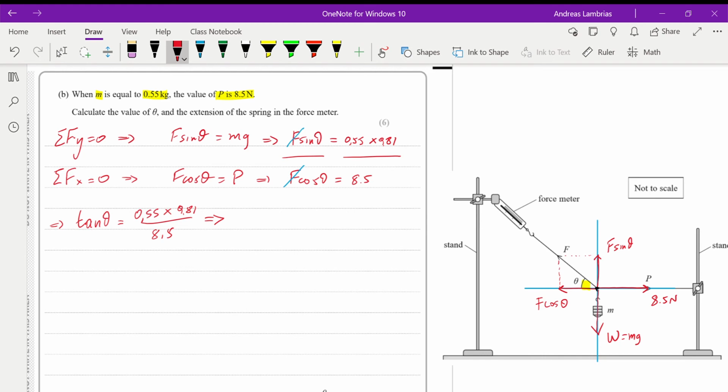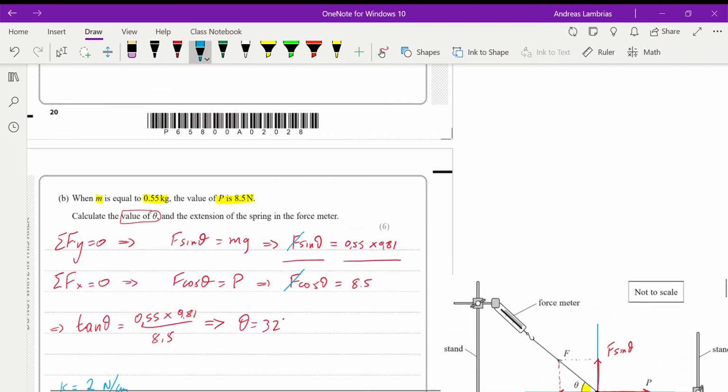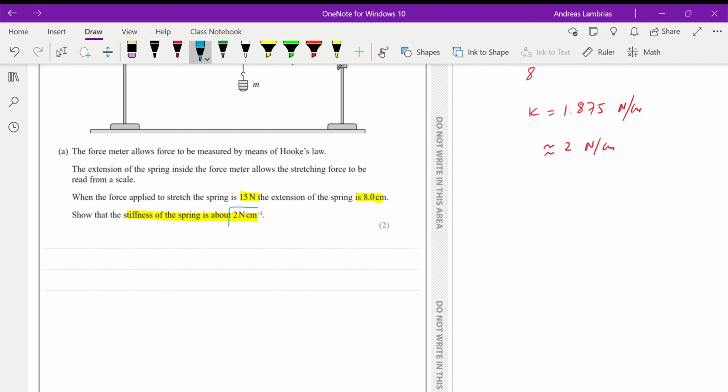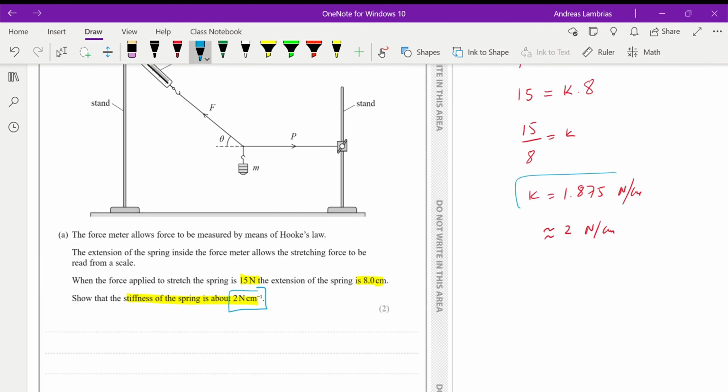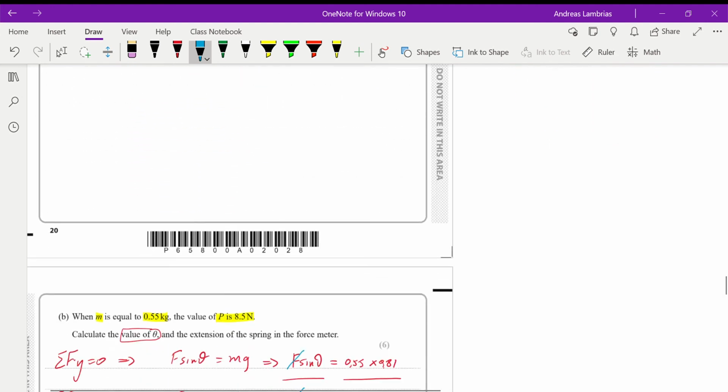So I am getting something around 32. So I found theta, and now I have to find the new extension. From before, we have shown that the spring constant was around 2 Newton per centimeter. I can either use the value that was given, or I can use the value that I have calculated. Whatever you decide to use, it will be correct.